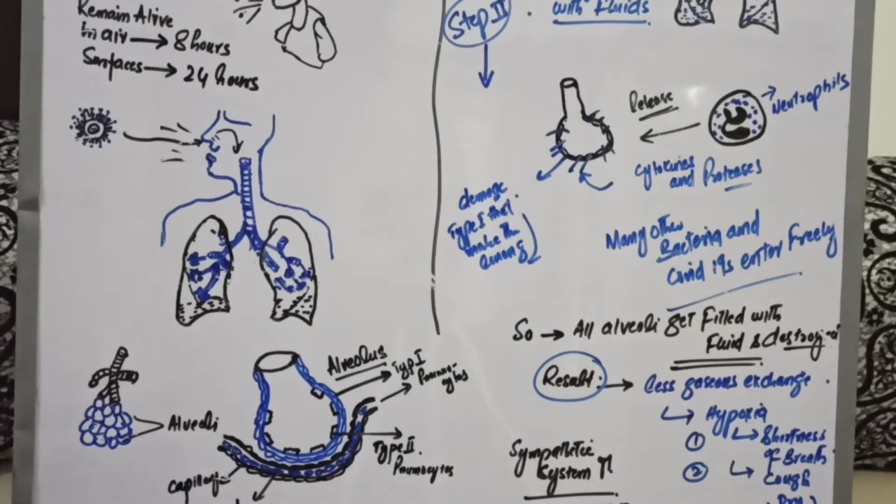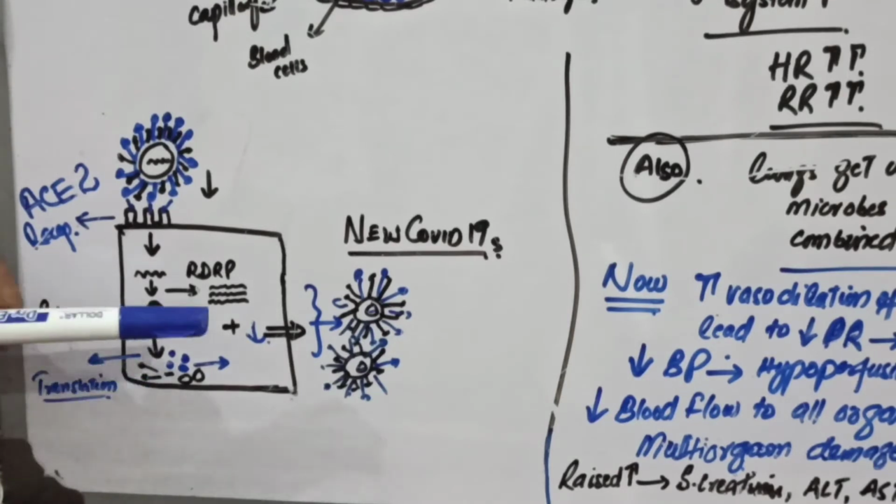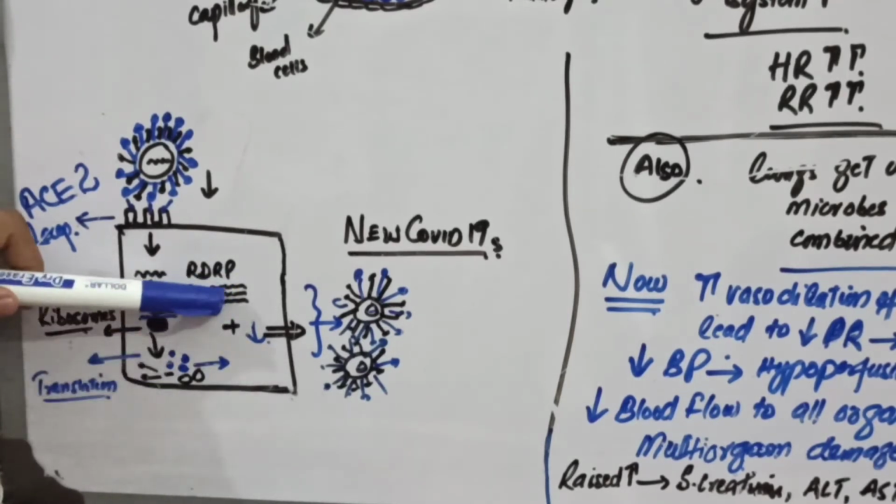Okay. So in the alveoli we have a special structure called ACE2 receptors. These receptors are what the virus needs to enter into the type 2 pneumocytes. So the alveoli have type 2 pneumocytes, and these type 2 pneumocytes have ACE2 receptors. The virus goes through these receptors, injects its RNA, and the RNA goes into the cell and starts replicating.